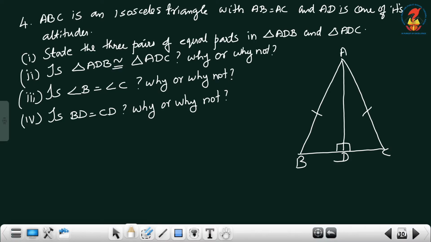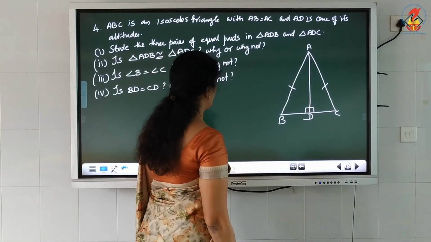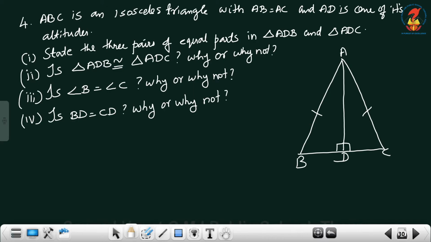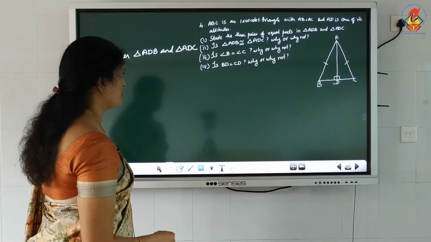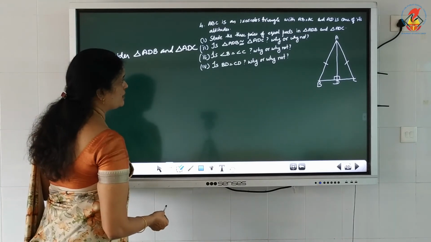Next, the fourth one. ABC is an isosceles triangle with AB equal to AC and AD is one of its altitudes. Altitude means definitely it will make a 90 degree. State the three pairs of equal parts in triangle ADB and triangle ADC. First answer, consider triangle ADB and triangle ADC. We need to write three pairs of equal parts. What are the three pairs of equal parts?